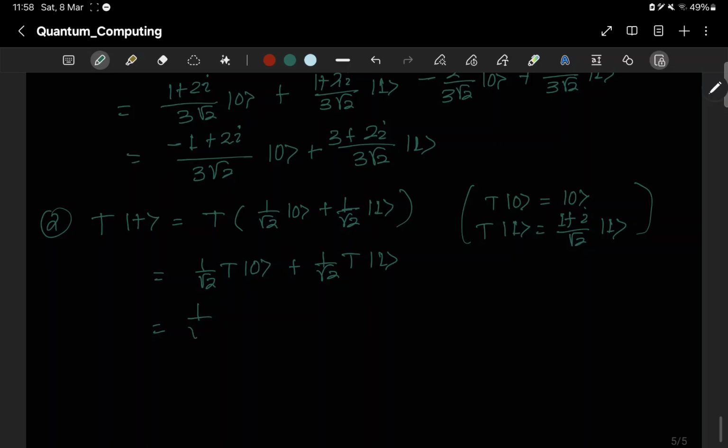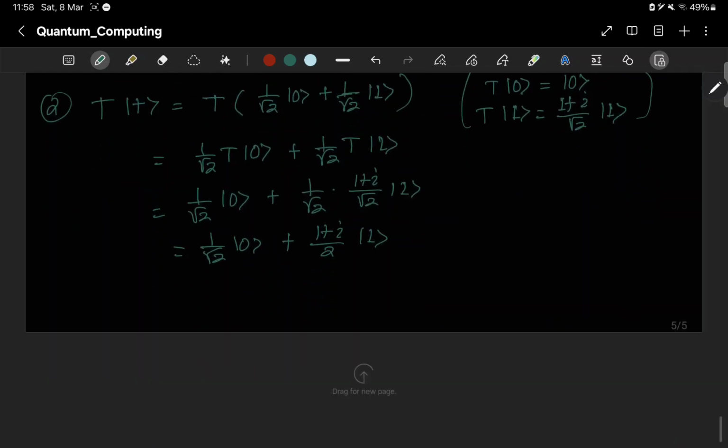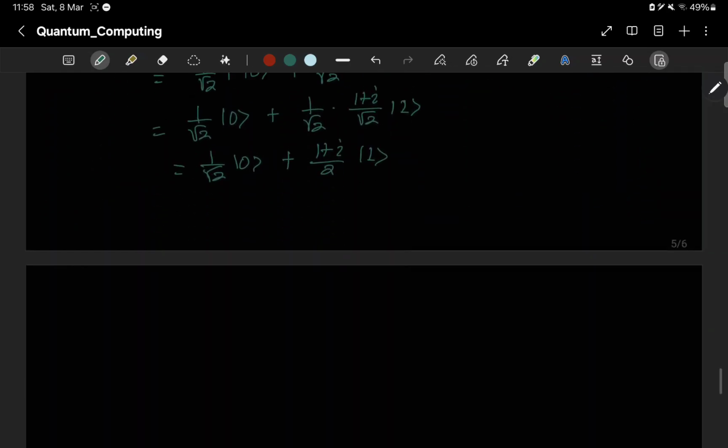Now you get 1 by root 2, and 0 is 0, so it doesn't require anything. So 1 by root 2 times (1 plus i by root 2, 1) becomes 1 by root 2 times 0, and this becomes (1 plus i)/2, and 1 remains 1. So this is one simple example of how we apply a quantum operation to quantum states.